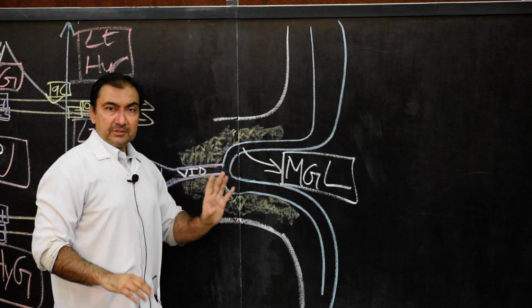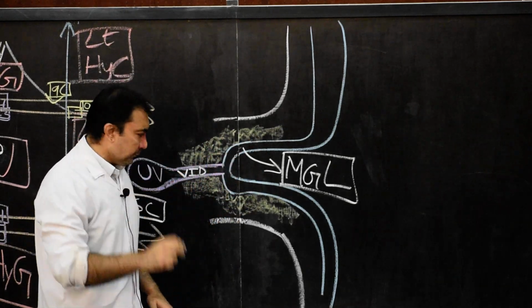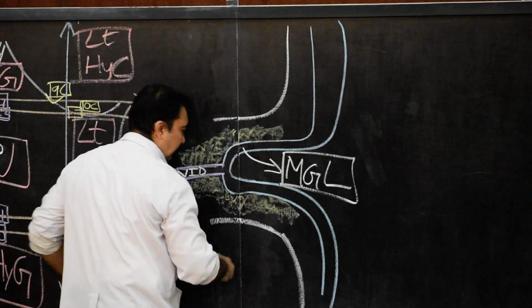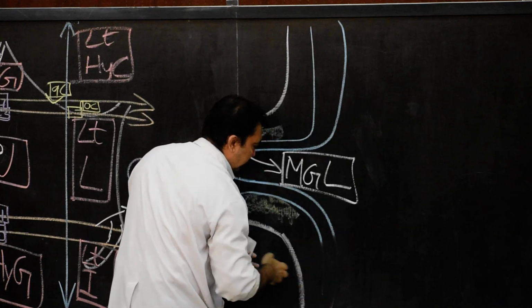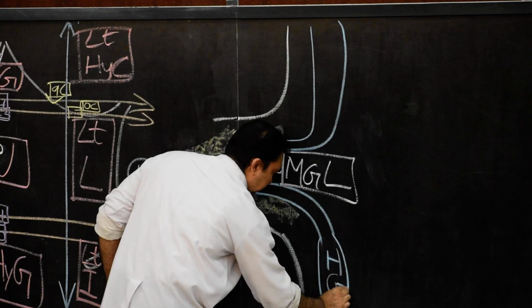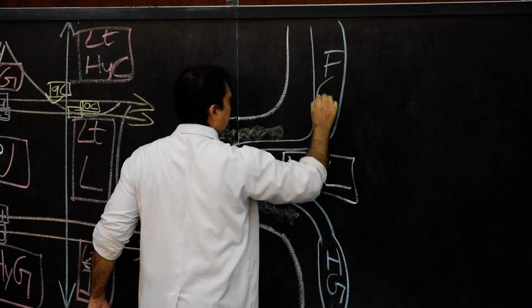Midgut loop is called physiological umbilical hernia, we know that. Now the second important structure we have to draw over here is the hindgut. Now this portion, once again if I redraw, this is the hindgut. And of course we know that this is the foregut.